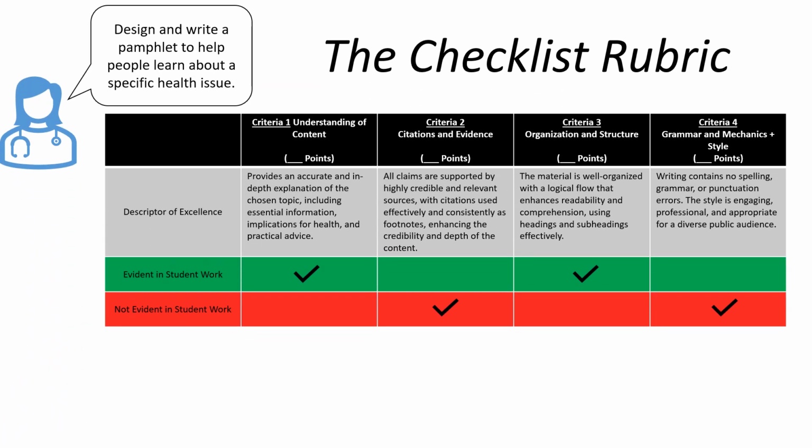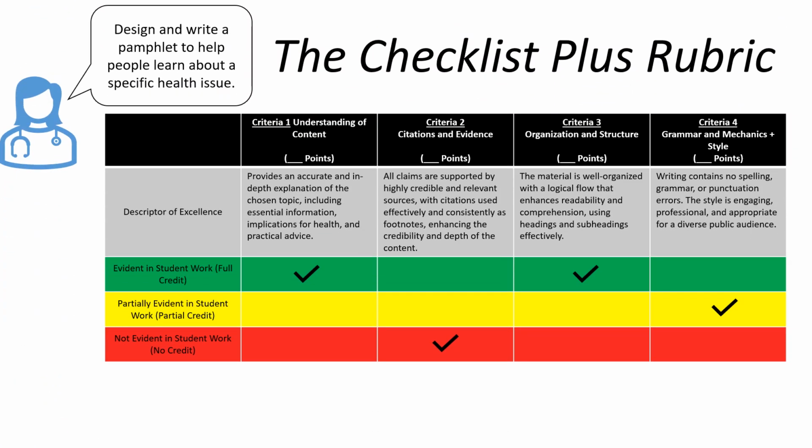The first is the checklist rubric. This rubric is about as straightforward as it gets. Either the criteria is evident within the student work or it's not. I like this style of rubric when your criteria are very black and white. Checklist rubrics are also easy for students to understand, and they can be especially useful when reviewed before it's time for students to turn in their work. The Checklist Plus rubric is basically just like the checklist, but allows opportunity for partial credit. Personally, I think this one works better for most writing assignments that you would give in your class, as it allows for some gray area.